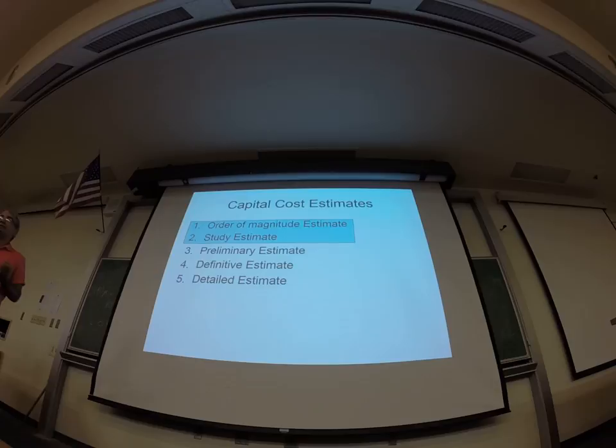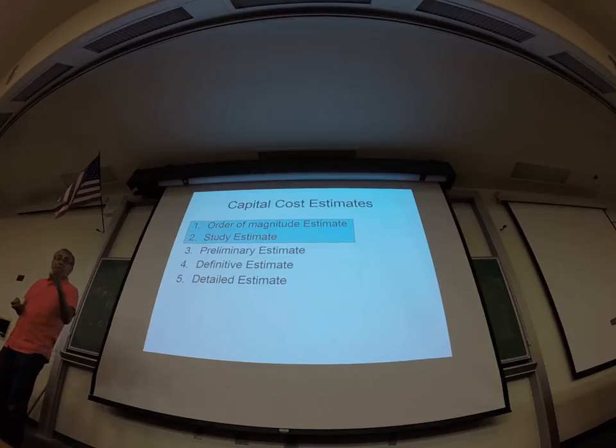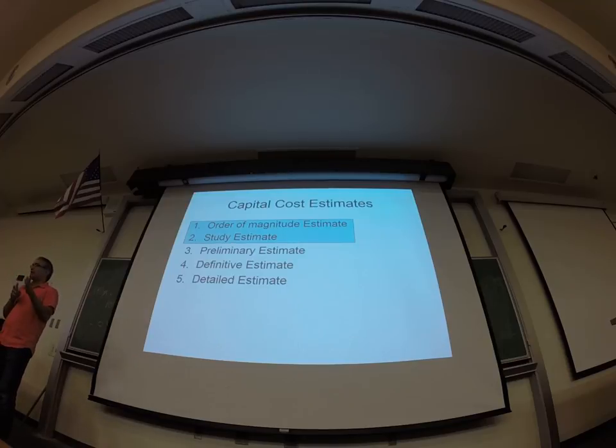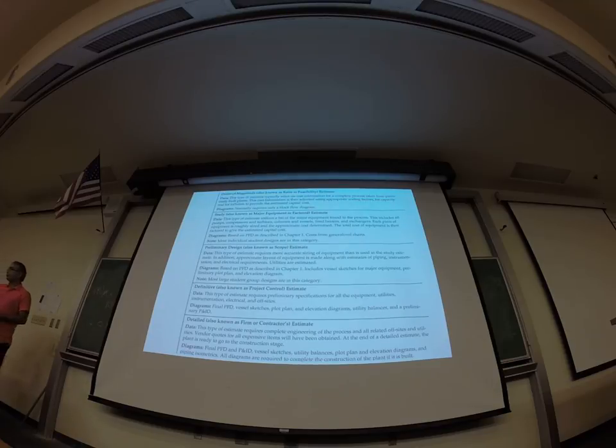So for a study estimate, you actually need the process flow diagram. You look at it equipment by equipment, and you cost each and every piece of equipment. You just add them all up, and therefore you get the total cost of the equipment. Okay? There are of course other factors to consider, and we'll talk about those costs when you start doing the study estimates. This is just the details of what I've already told you.